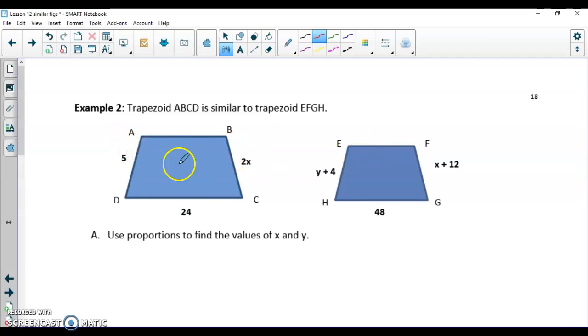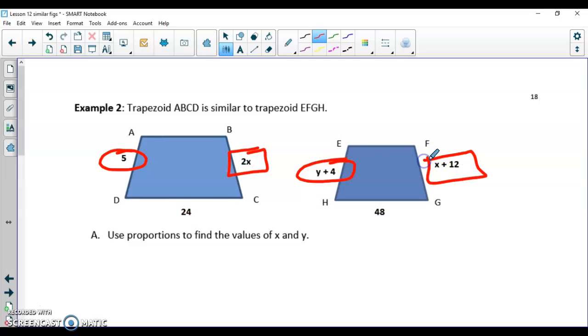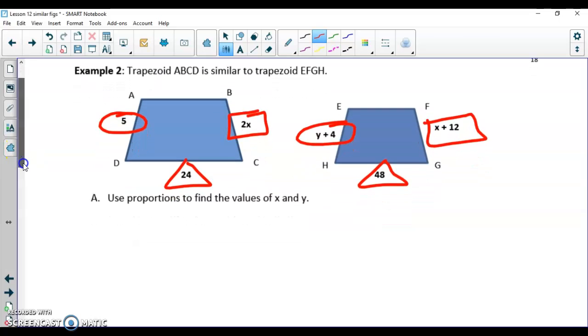Notice we have these two trapezoids. What I do first is I always go through and I say, okay, here's my 5. This is AD. This corresponds with this side, which is y plus 4. Then I have my 2x is going to correspond with this x plus 12. And I have finally this 24 is going to go with the 48. Notice how the 24 and the 48 were the only ones that had both pieces there.